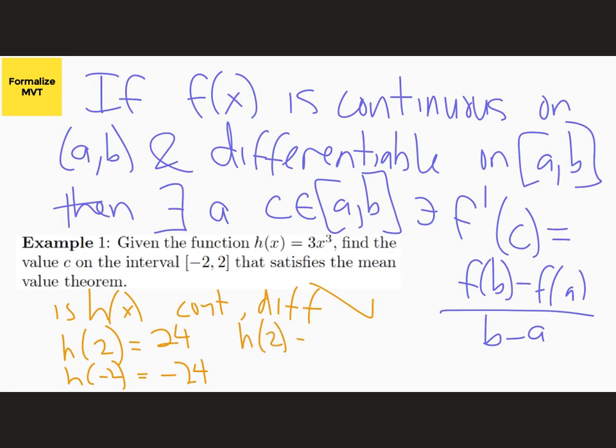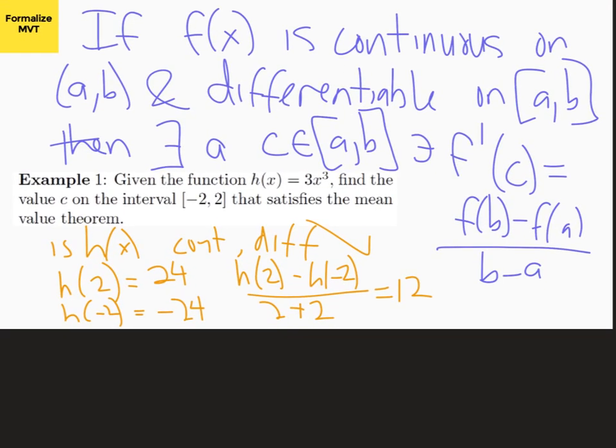H of 2 minus h of negative 2, over 2 minus negative 2, which is 4, is 12. So we need to know, where does the derivative become 12? So the derivative is 9x squared. And where is that equal to 12? So that's going to be at plus or minus square root 4/3.